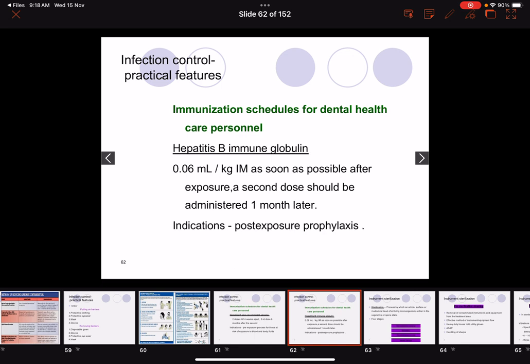These are some of the important aspects of infection control. The next part is sterilization, which we'll discuss in the next session.